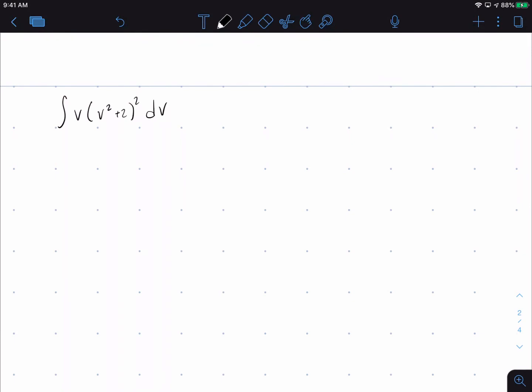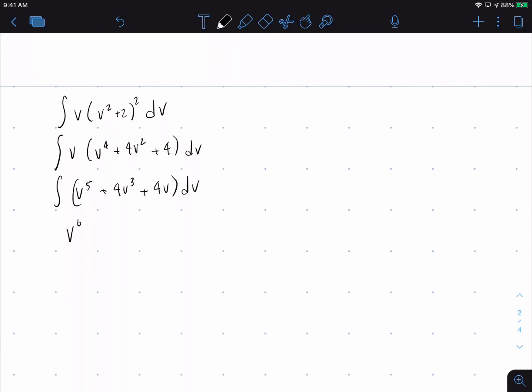So in order to be able to do this problem, because we still don't know products, I have to expand. So I'm going to go v times v to the 4th plus 4v squared plus 4 dv. And then that's going to become v to the 5th plus 4v to the 3rd plus 4v. All of that is going to be multiplied by dv.